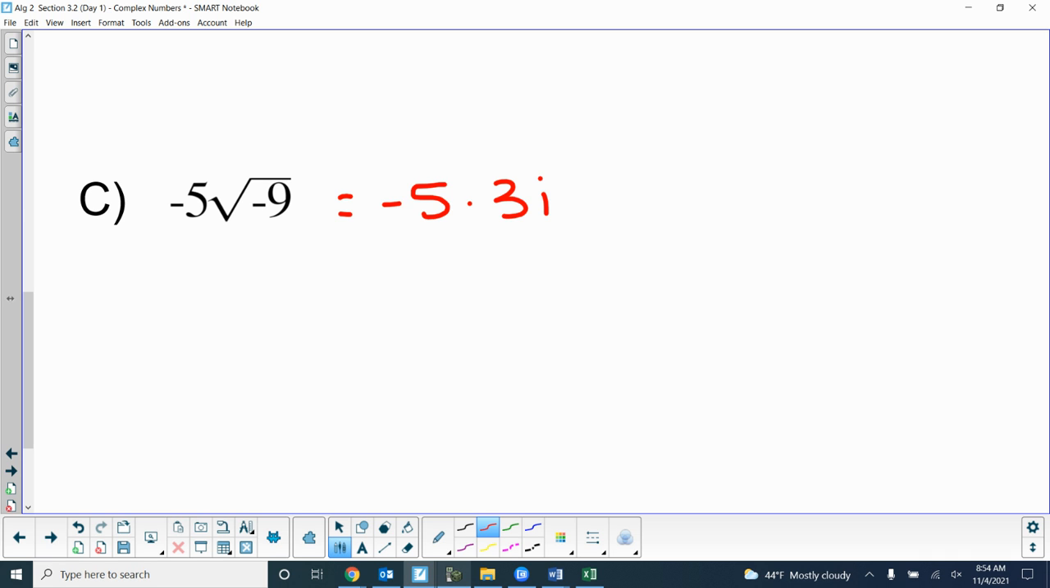-15i. All right? Since that was -5, that means times the square root of -9. Well, the square root of -9 is 3i. So then I multiply those together, so it's -15i. Okay, another perfect square there.